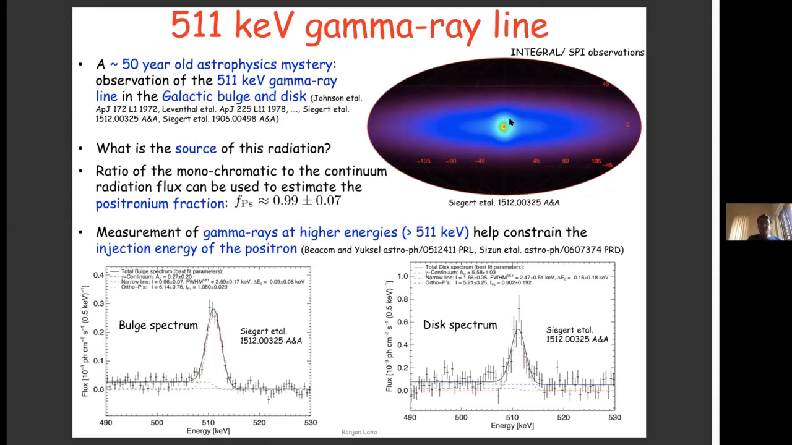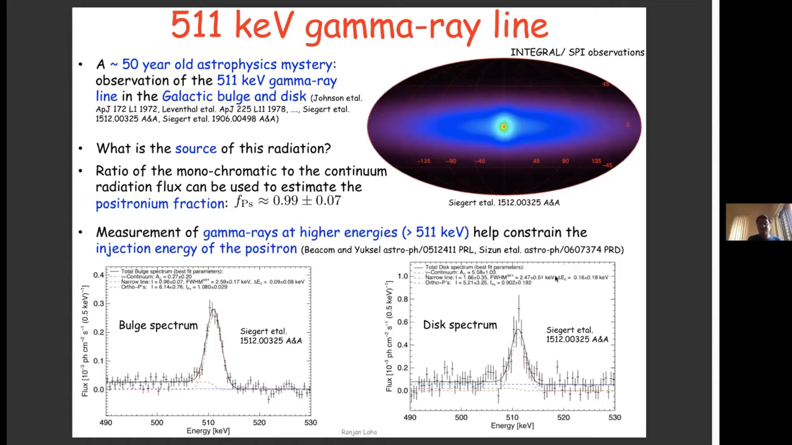For example, you can measure the monochromatic photon line, that means the 511 keV line, and the photons at slightly lower energies to estimate the positronium fraction, which is close to 1. So this means positrons are being emitted in the galactic center, they lose energy, they slow down, they almost come to rest, they get captured by electrons, they form positronium, and then they decay. This is the main thing. You can also constrain the injection energy of the positrons by looking at higher energies.